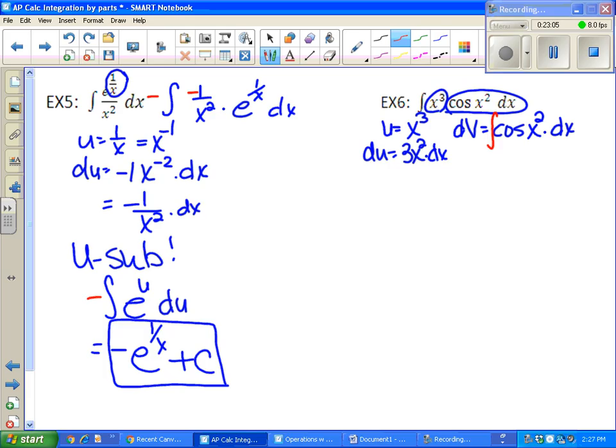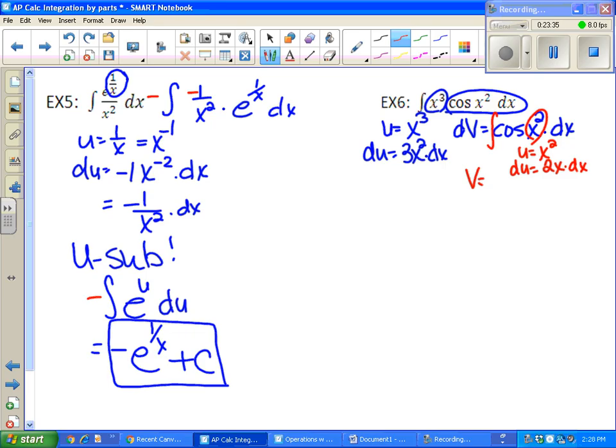Okay, so here we go. If we take the integral of that part, we're going to get a v, but I can't do it. Can't do it. What's going to be the problem? We can't take the integral of cosine of x squared. Here's what I need to do. I'm going to have to do a little u sub within this parts problem. So if u is x squared, du is going to have to be what? 2x dx. I do not have an x.